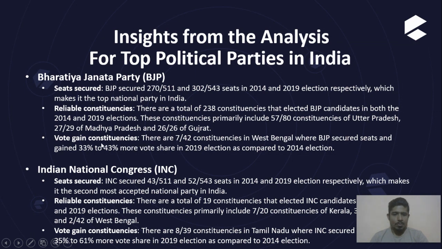And when it comes to vote gain constituencies, there are a total of 7 out of 42 constituencies in West Bengal where BJP secured seats and gained 32 to 43% more votes in 2019 as compared to the 2014 election.